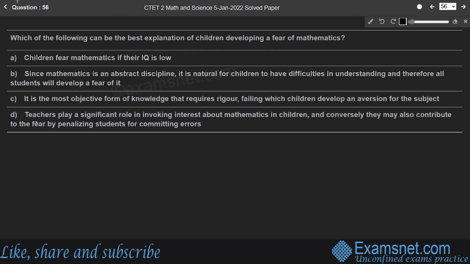Option D: Teachers play a significant role in invoking interest about mathematics in children, and conversely, they may also contribute to the fear by penalizing the students for committing errors. Here, the correct answer is option D.